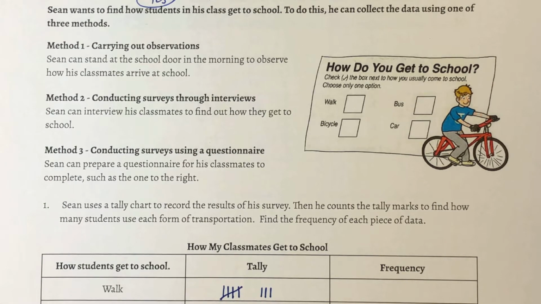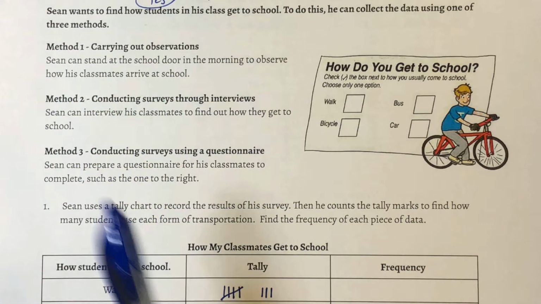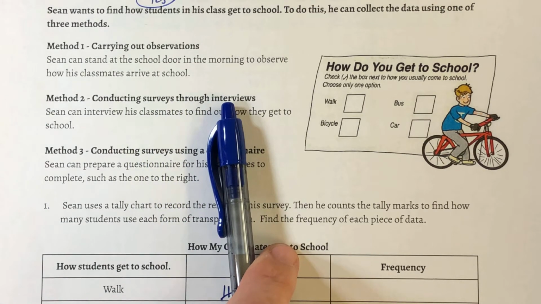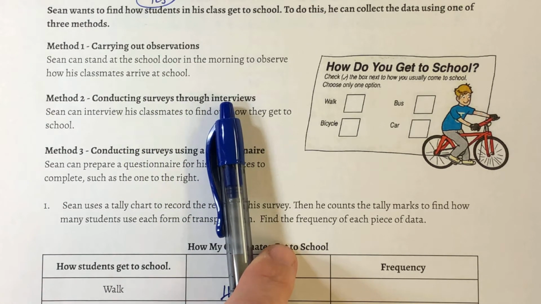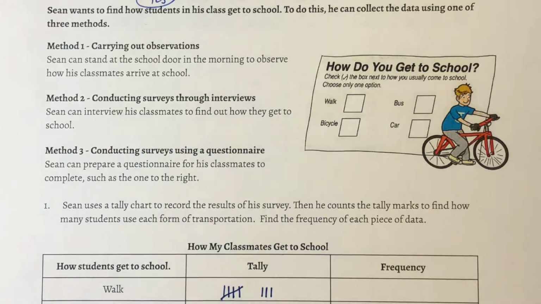Is he where the students come in riding bicycles? He can't cover everywhere by himself. So, seems like not very reliable. Method 2, he can conduct surveys through interviews. As in, face-to-face, he talks with them, he asks questions, and he gets answers. So he can interview his classmates to find out.